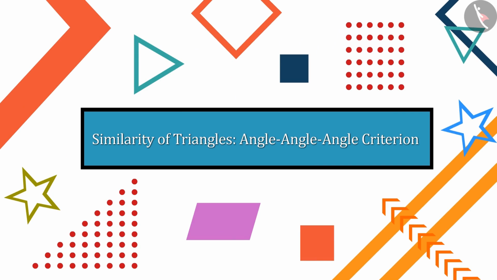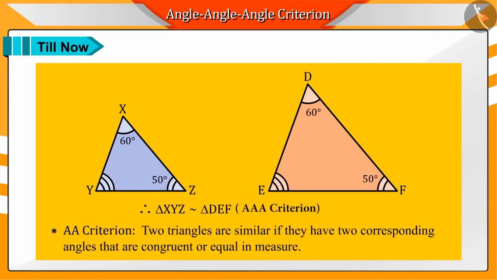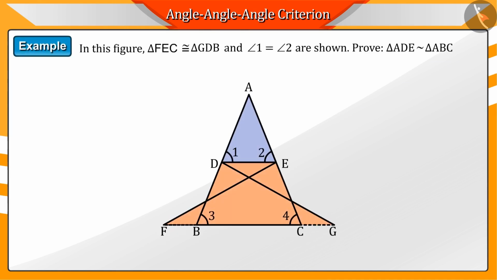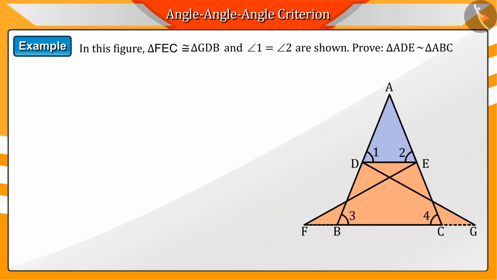Welcome to this video. In the previous video, we studied the AAA and the AA criteria. In this video, we will look at another example based on it. In the given figure, triangles FEC and GDB are congruent and angles 1 and 2 are similar. Show that triangles ADE and ABC are similar triangles.